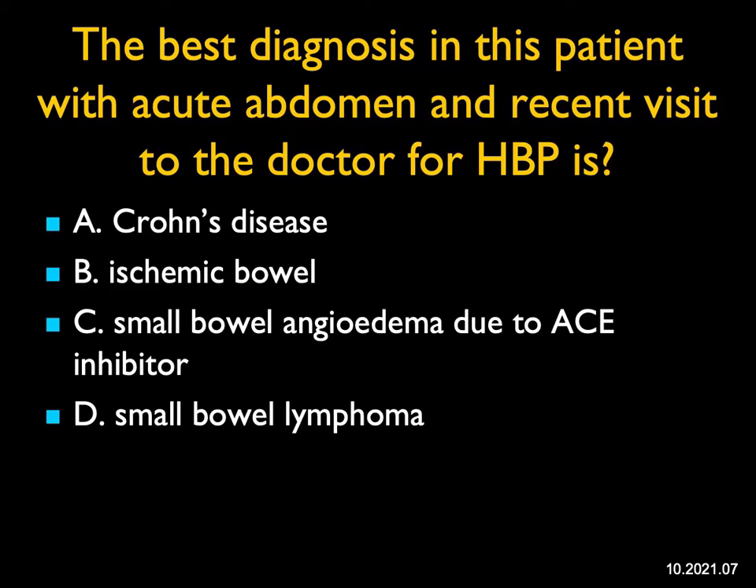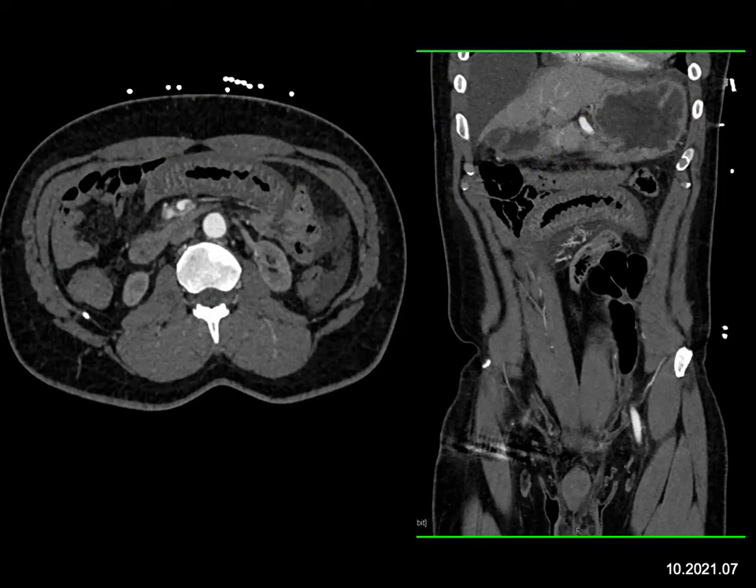The best diagnosis in this patient with acute abdomen and a recent visit to the doctor for high blood pressure is, well, usually in the ER setting you have acute abdomen. So you're not going to get that high blood pressure because you look at this bowel loop, it's really thickened. And then you look at the wall, it's enhancing. There's ascites present. You're thinking ischemic bowel. That's what I've been thinking. It doesn't look like Crohn's disease. Crohn's gives you a thickened bowel, but the appearance is not your typical concentric Crohn's thickening. Could it be lymphoma? It is somewhat bulky, but not as bulky as typically lymphoma.